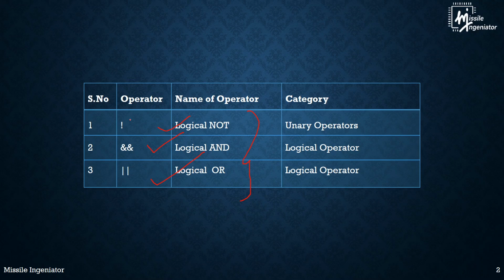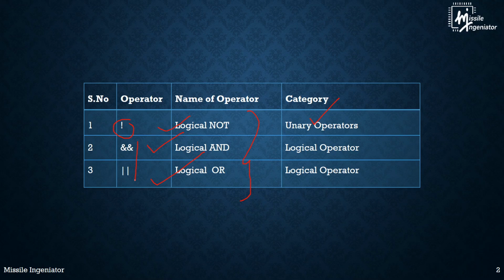So the first one is a unary operator. What are the types of operators based upon the number of operands? I have explained that in one of the lecture videos. Whoever missed it, just go back and watch that lecture and come back here. A unary operator operates on only a single operand, and these other two are binary operators.